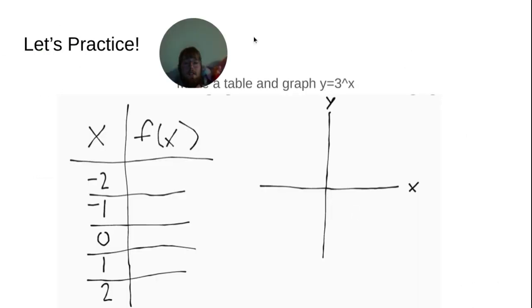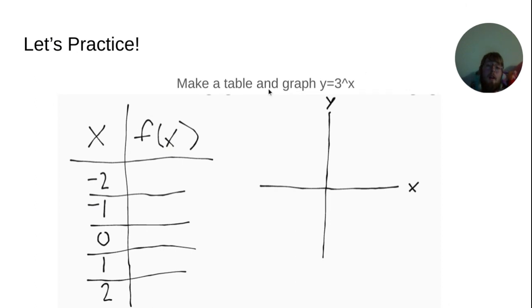Now let's practice. Go ahead and make a table and graph y equals 3 to the power of x. Once again, go ahead and pause this video and try and fill out this table that I made and go ahead and graph it on the graph. And I'll be back with you shortly.